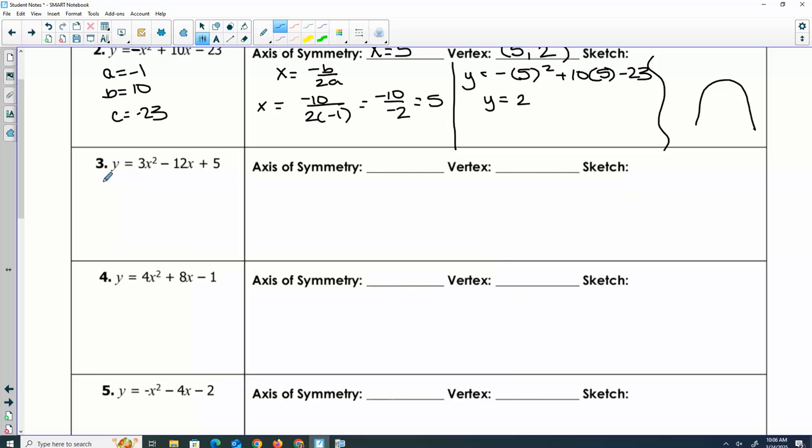So what is my A value? What is my B? And my C? So axis of symmetry, x equals opposite of B over 2a. If B is -12, what's the opposite? Positive 12. It just changes the sign. Over 2 times 3. So 12 over 6 is 2. So axis of symmetry, x equals 2.